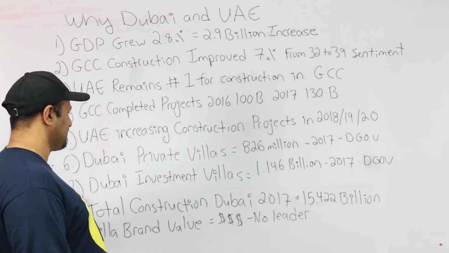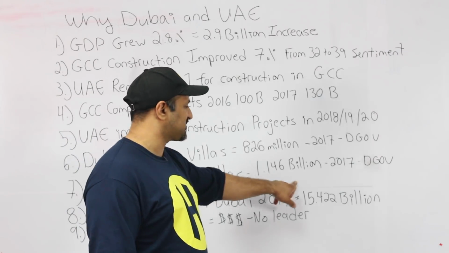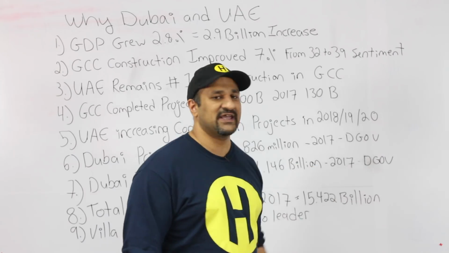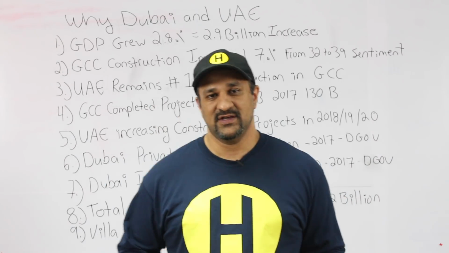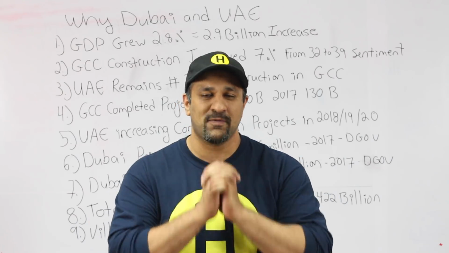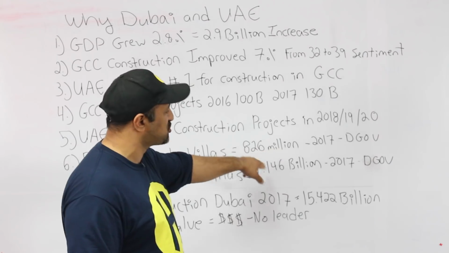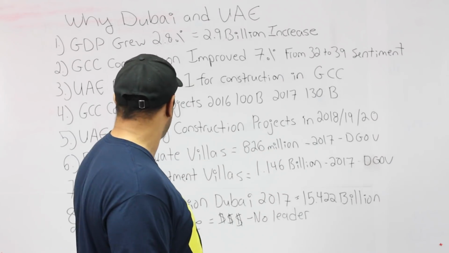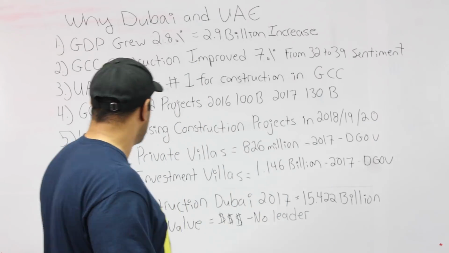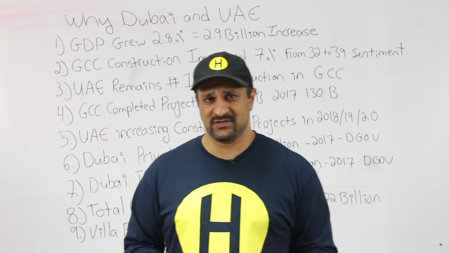Then there's number 7, which is Dubai investment villas: 1.146 billion, that's 1,146 million, in 2017. Again, statistics from the Dubai government. So when I'm talking villas, which are our bread and butter, the core model of our business, the actual combined value is almost $2 billion US dollars, which is around 7 billion dirhams, AED, in just Dubai private villas and investment villas. Now I'm going to give you 2 quick scenarios here.